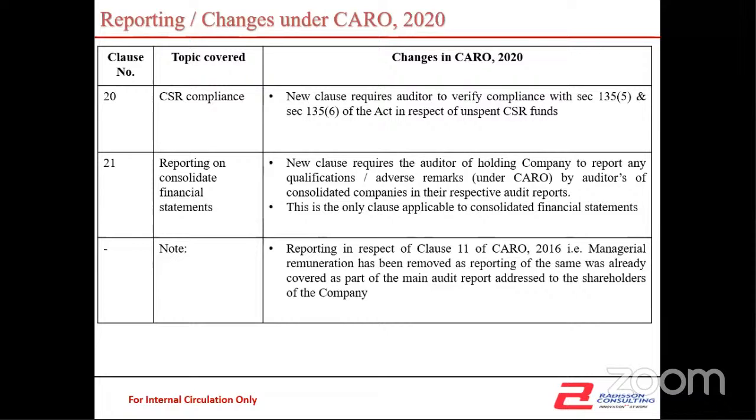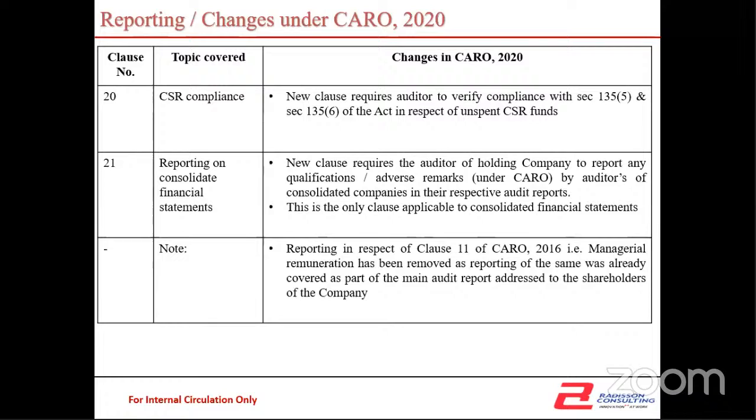He is required to mention the name of the company, the corporate identification number of the company, the relation of the company with the holding company, and the clause number under which the adverse remark has been given. A point worthy of note is that the report which will be given in consolidated financial statements will also cover any adverse remark given in the standalone financial statements of the same company.